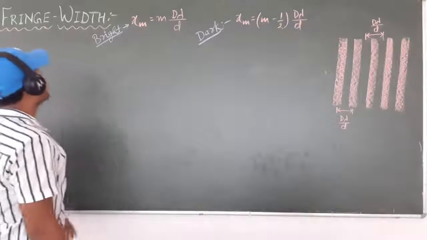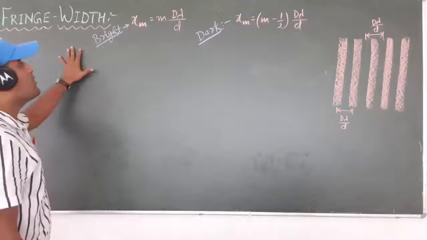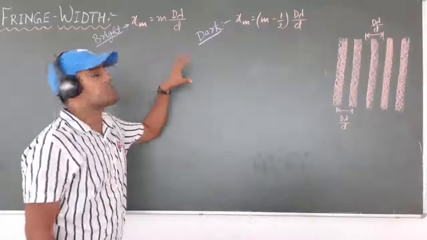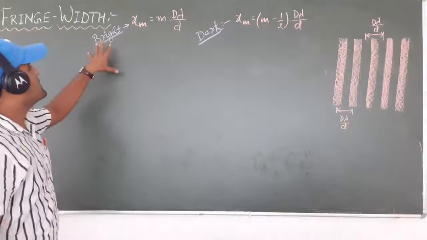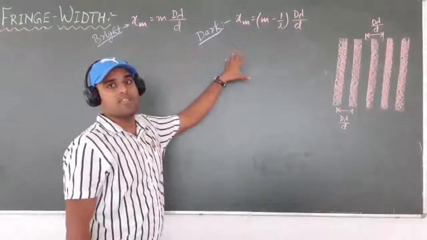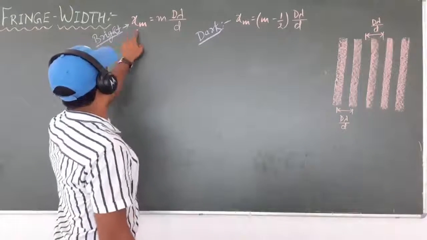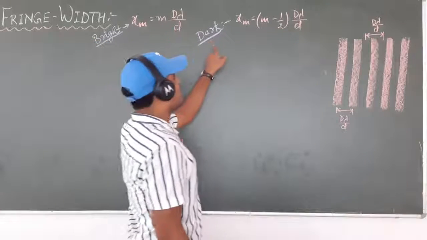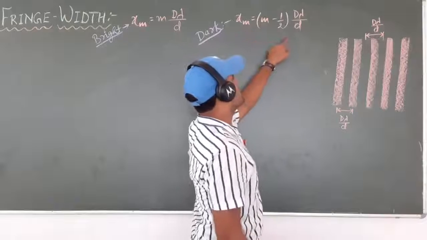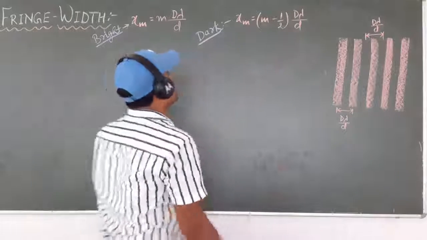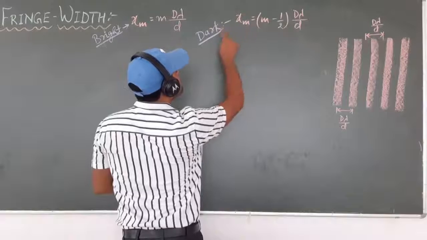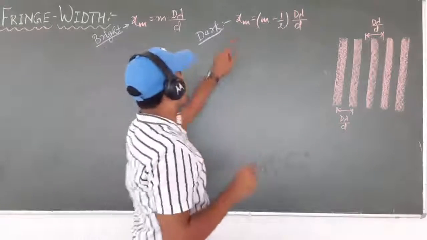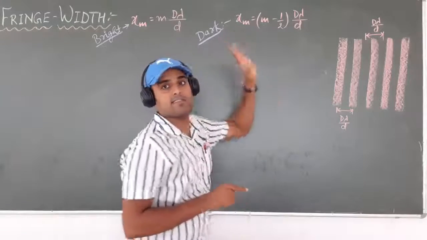Now today I am going to derive the expression of fringe width. In this video I am going to derive the fringe width between two consecutive bright fringes. The equations of bright and dark fringes we have derived in the previous video. For the bright fringe the equation is xm equal to m D lambda upon small d, and for the dark fringe xm is equal to (m minus 1 by 2) D lambda upon small d. What is xm? The position of the mth fringe from the central fringe is known as xm.